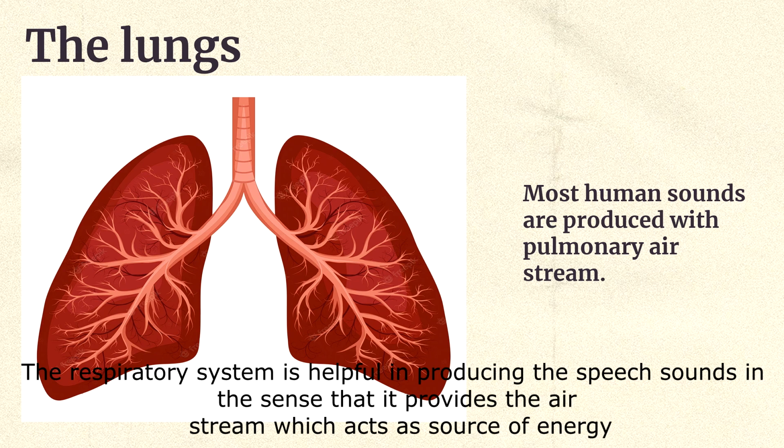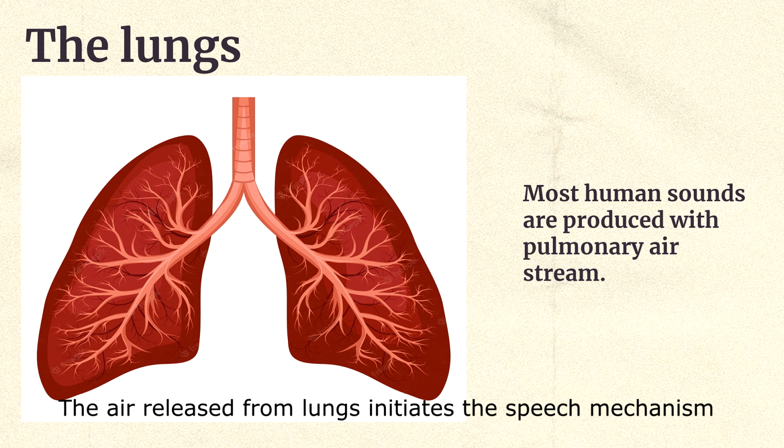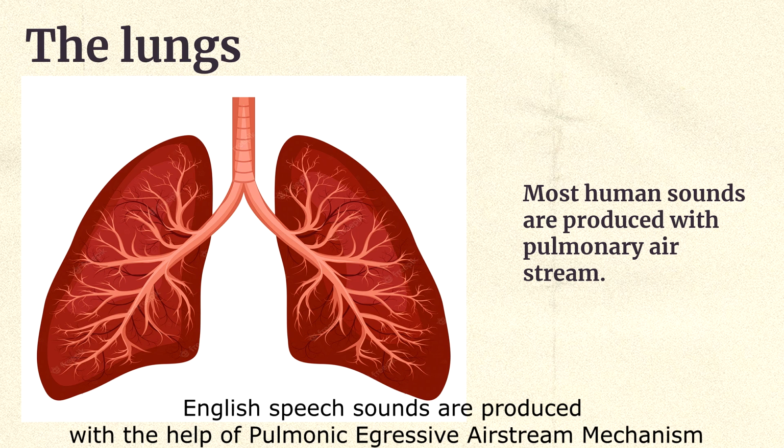The respiratory system is helpful in producing the speech sounds, in the sense that it provides the airstreams which act as a source of energy. No speech organ can produce speech sounds without the presence of air, which is provided by the lungs. The air released from the lungs initiates the speech mechanisms. English speech sounds are produced with the help of the pulmonic egressive airstream mechanism.